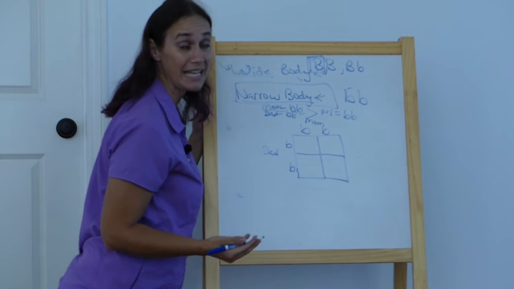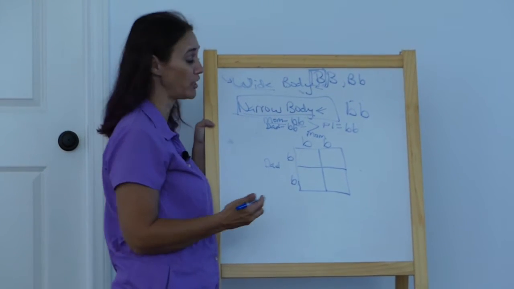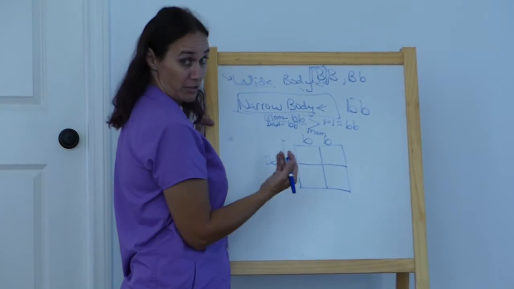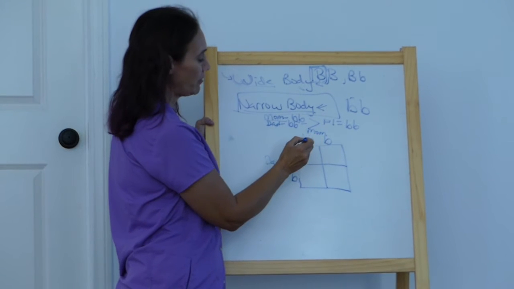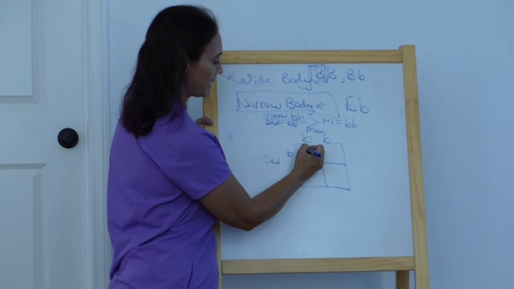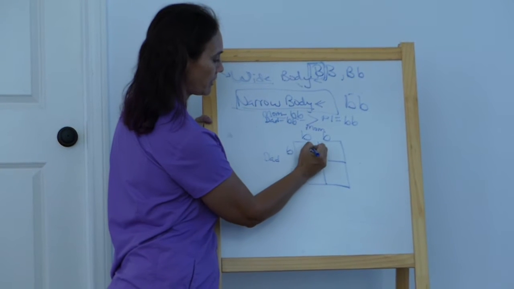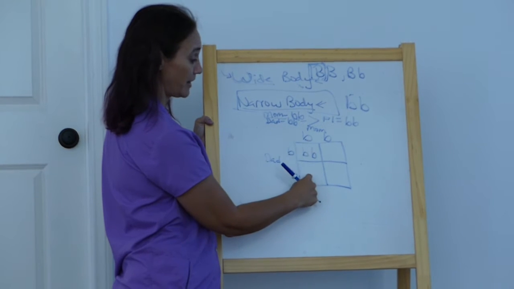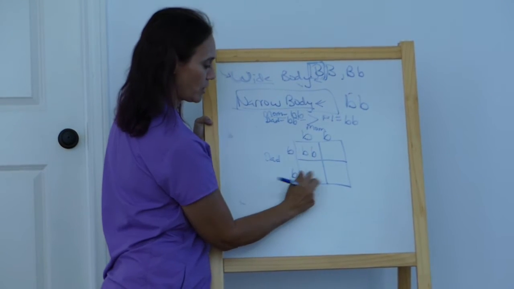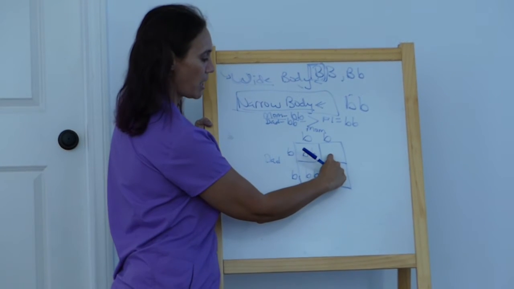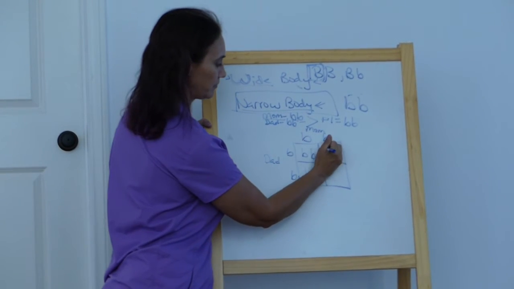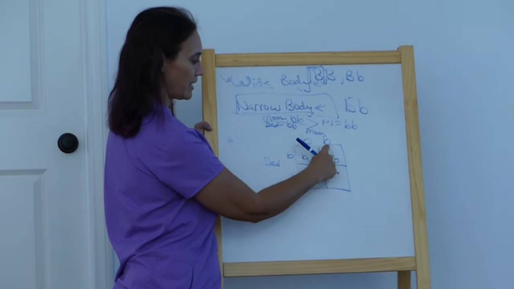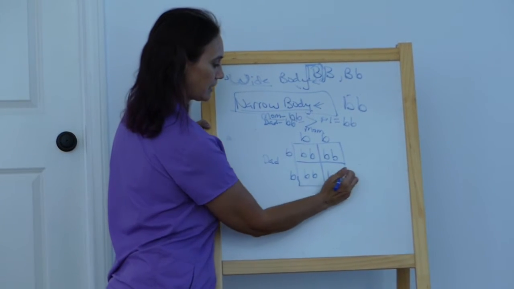Now it makes it really easy to combine all of these alleles and figure out what the F1 generation, the offspring, are going to be. All right, so little b, you drop it down. Drop this little b down, bring this little b across. Okay, so this box represents these two. This box is going to represent this one and this one. This box represents this allele and this allele. This box represents this allele and this allele.